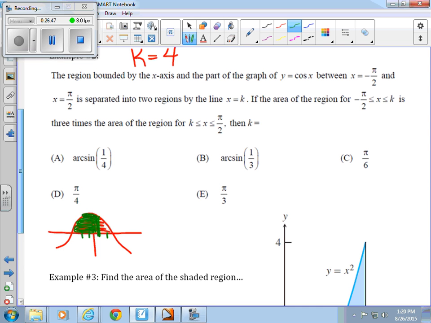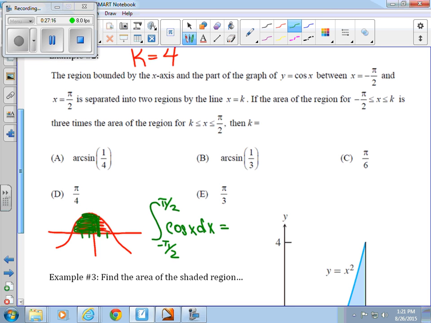Find area. I like that. Find the whole area first. Not agree? Okay, well, what is the whole area? How would we do that? The integral from negative pi over 2 to pi over 2 of cosine of x.